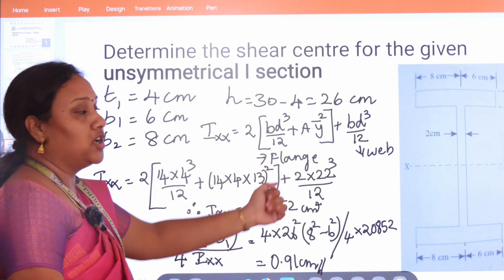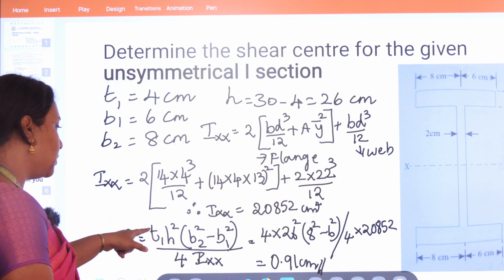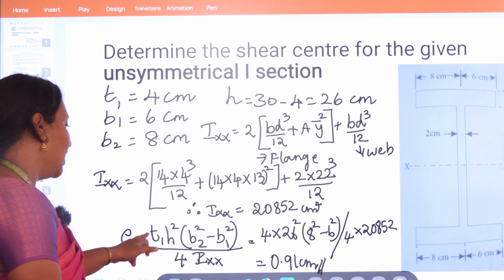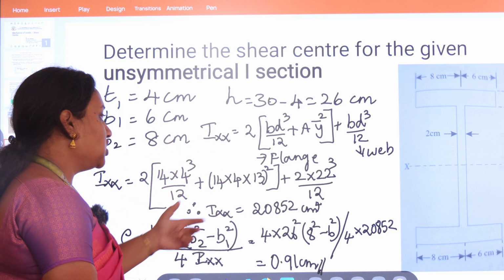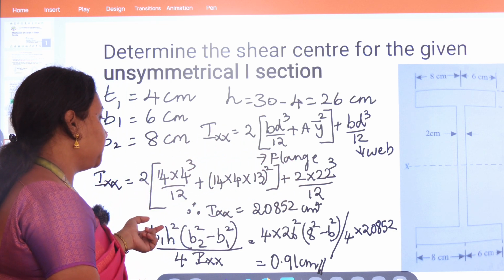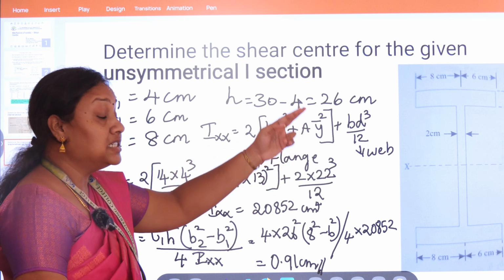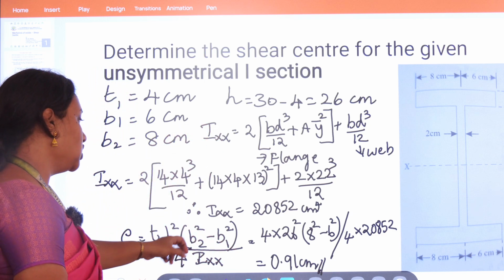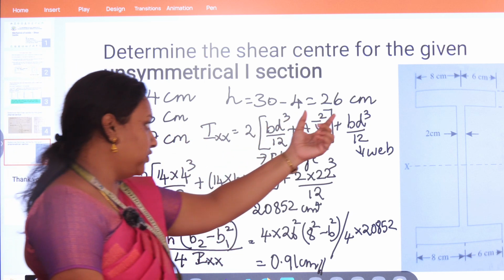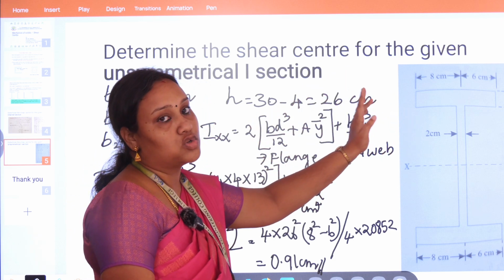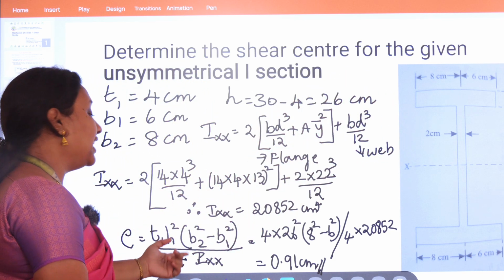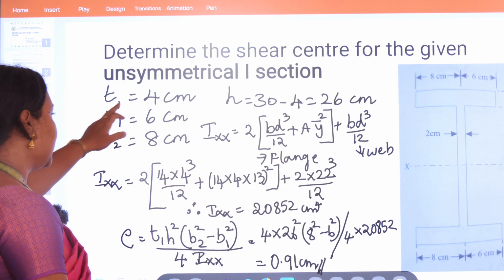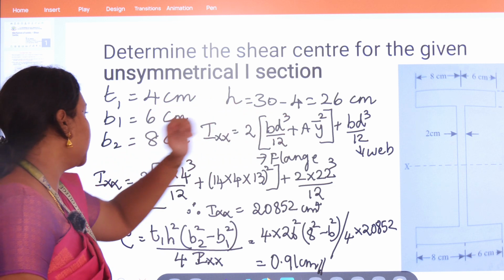The formula to find the shear center is e = t1 h square into (b2 square minus b1 square) divided by 4 into Ixx, where t1 is the thickness of the flange, h is the center to center distance of the shear flow, that is the height between the flanges, b2 is the breadth of the flange on the left hand side, and b1 is the breadth of the flange on the right hand side of the I section, where Ixx is the moment of inertia of this unsymmetrical I section.